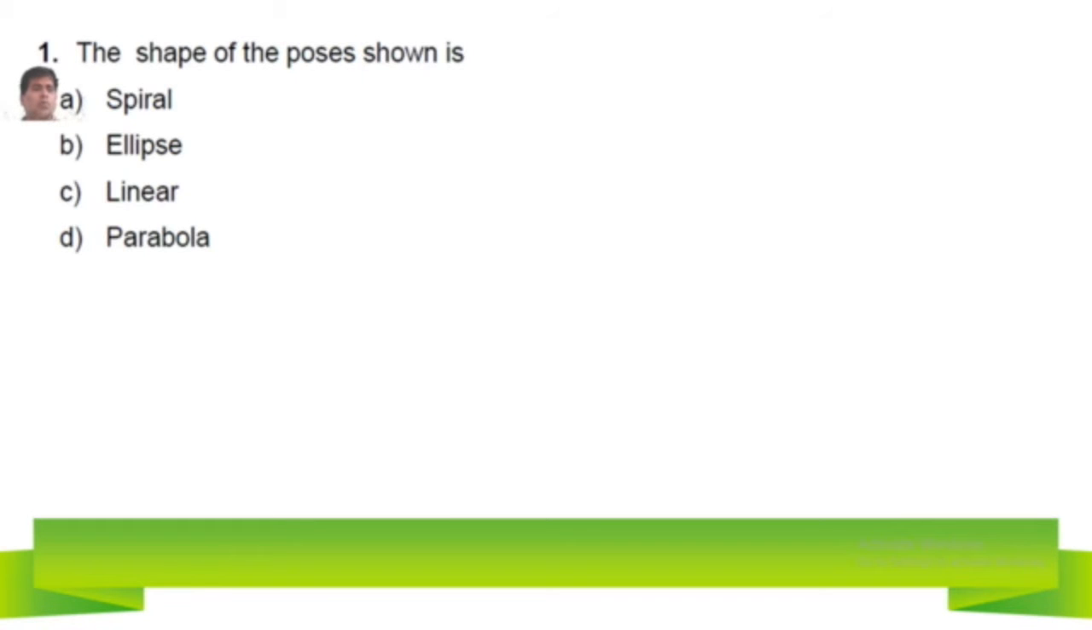The shape of the pose shown is, so whatever figures you saw, the 3 asanas in the question, what is the shape of the pose? Is it a spiral? Is it an ellipse? Is it linear? Is it a parabola? Yes, it is a parabola. So your option is D. It's a parabola shape. Next question.